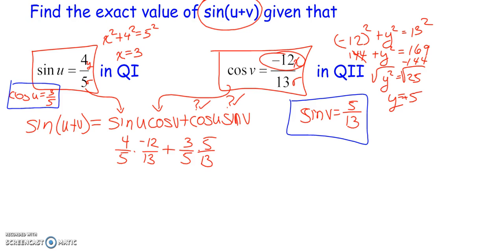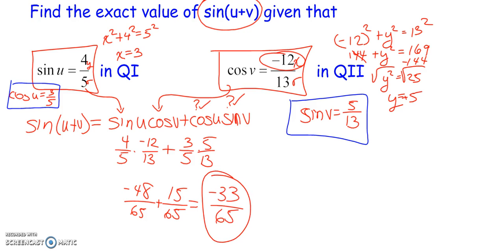So if I do a little multiplication, that's negative 48 over 65 plus 15 over 65. Again, you're going to notice these common denominators come out most of the time. So I can just add those numerators. Negative 33 over 65. You can't even simplify that, so you leave it as is.